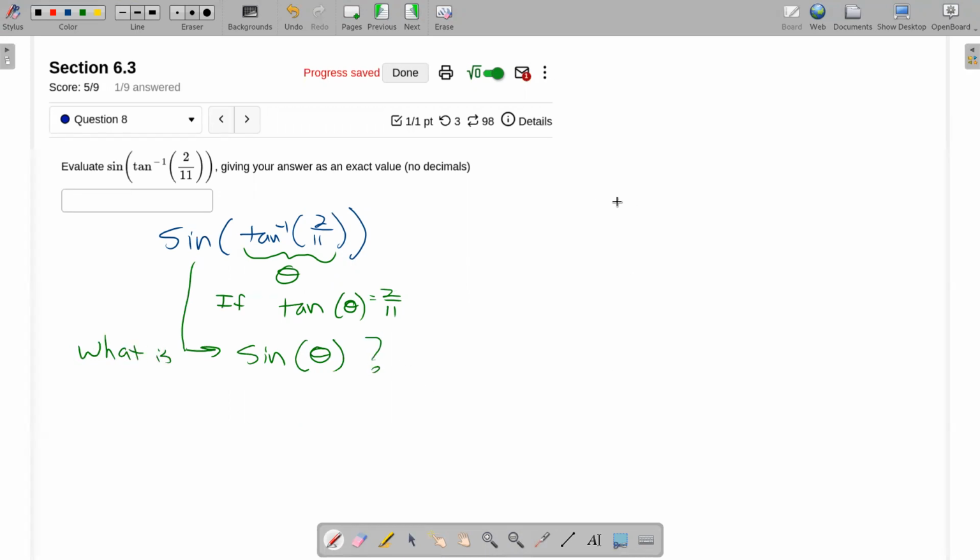So to do that, we got to think about a right triangle here. And let's see, tangent is opposite over adjacent. So I want the opposite side to be pretty short and the adjacent side to be pretty long. So let's say it's roughly like that. So I want that to be 2. Here's my right angle, and then this is my 11 there.